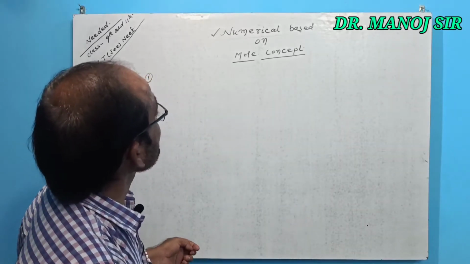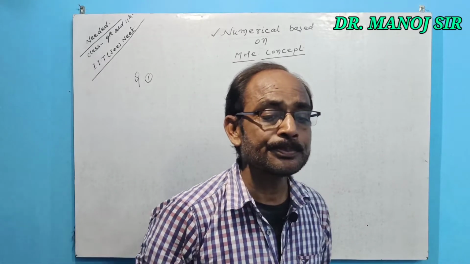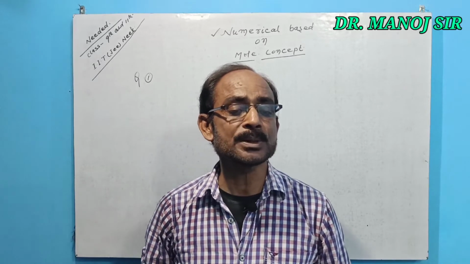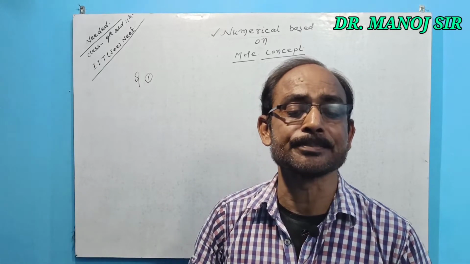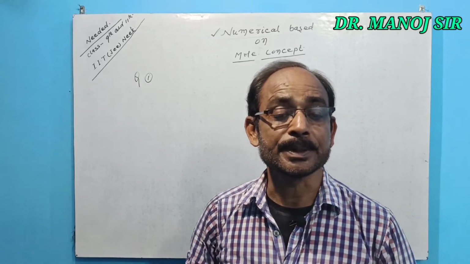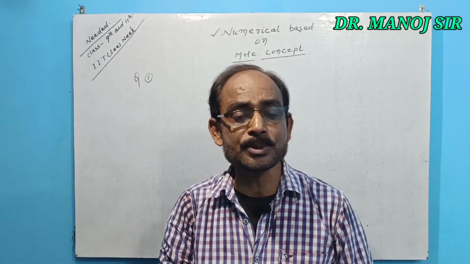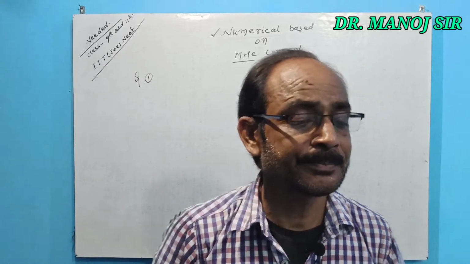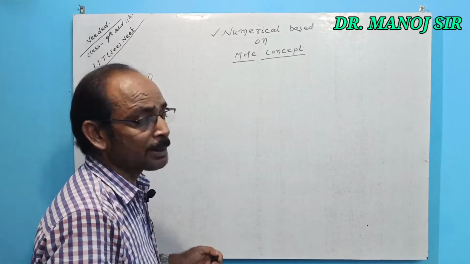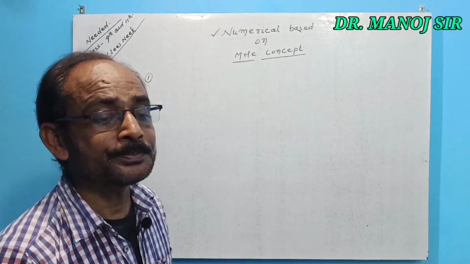The question is in front of you: how many moles are 5 gram of calcium, if the atomic mass of calcium is 40 unit? Now we come to the solution.